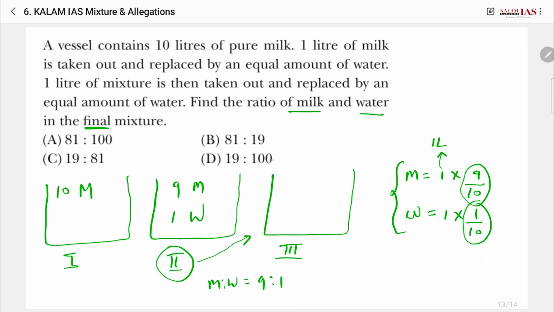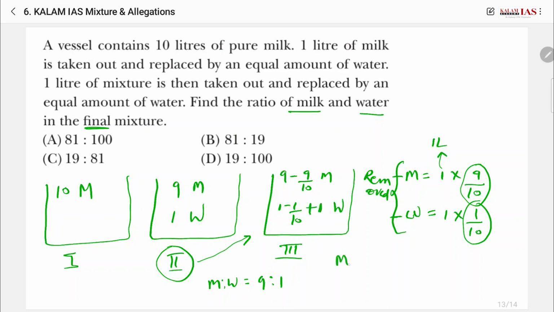So leftover milk will be 9 minus 9 by 10, because this much is removed. This is milk. Water will be 1 minus 1 by 10, because this much is again removed, plus 1 liter is added. So this will be the quantity of water.